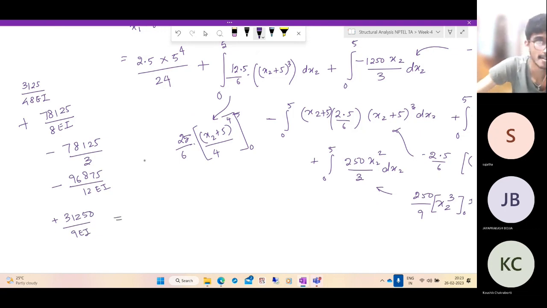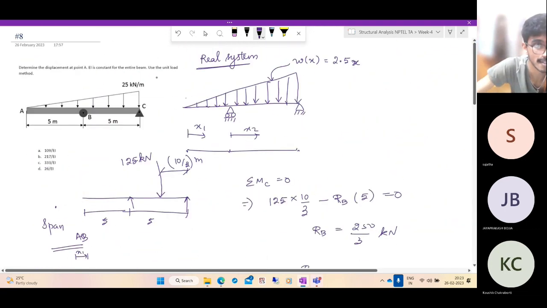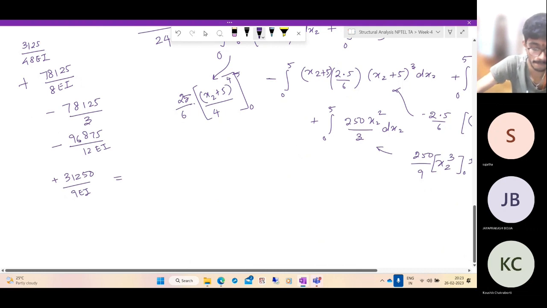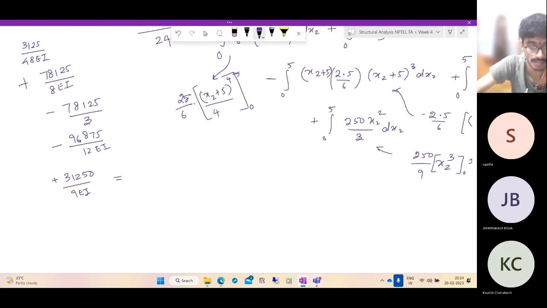Finally, what do we get? What are they asking? They're asking the displacement of point A. Fine. So we get 3125 by 48 minus 96875 by 12 plus 31250 by 9.